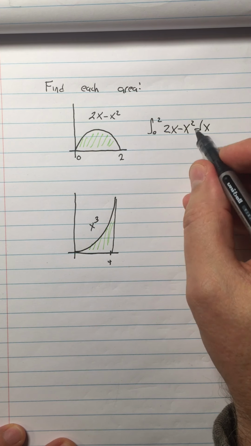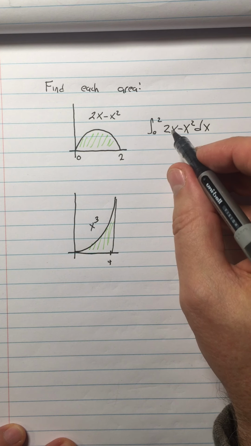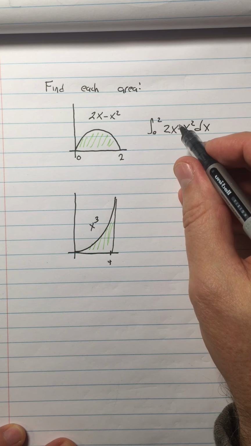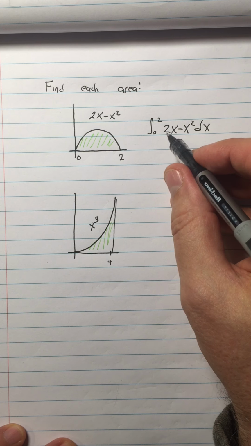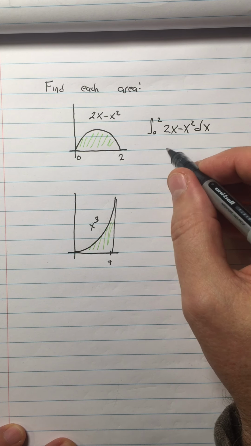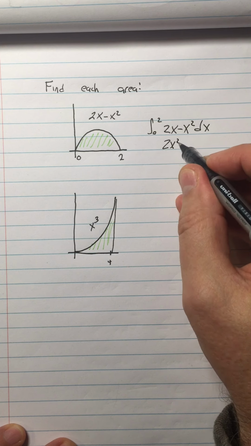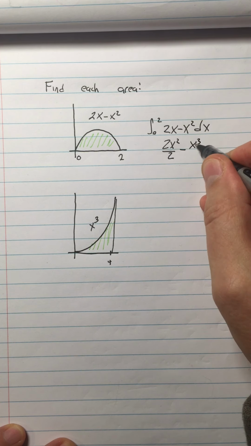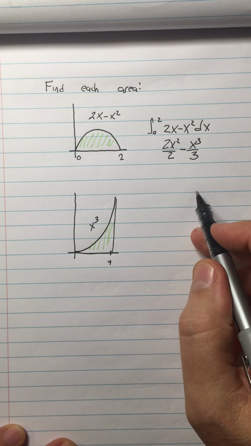First of all, we're going to find out what the antiderivative is. So the antiderivative of 2x, I'm going to raise the exponent 1 and make it x squared, and I'm going to divide by the new exponent. So really it's 2x squared over 2 minus, raise the exponent 1, divide by the new exponent. That's my antiderivative.